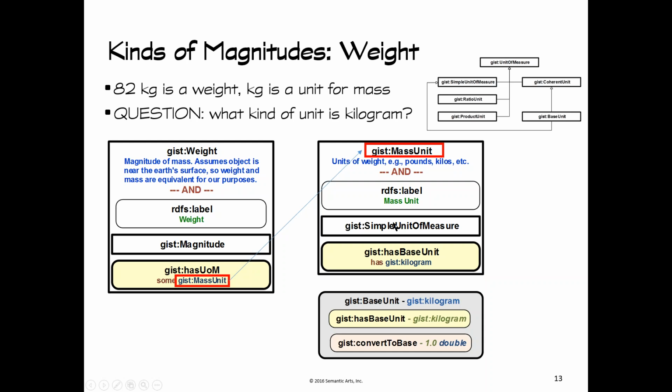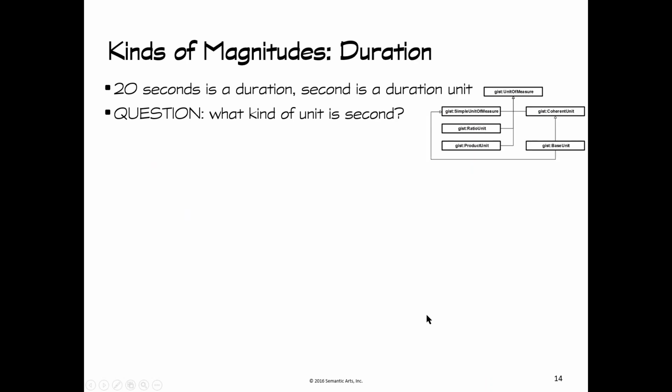unit. And here's just an example of kilogram, which is a mass unit, and it has base unit kilogram, and it converts to 1. So this is the base unit, which has the conversion of 1, and it points to itself as the base unit.